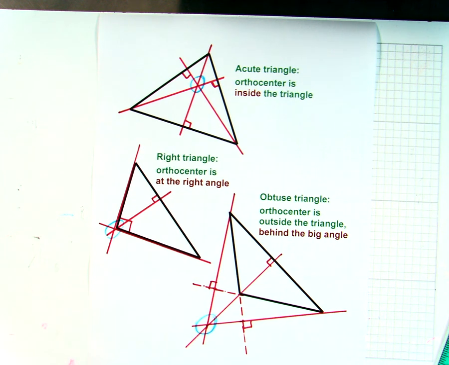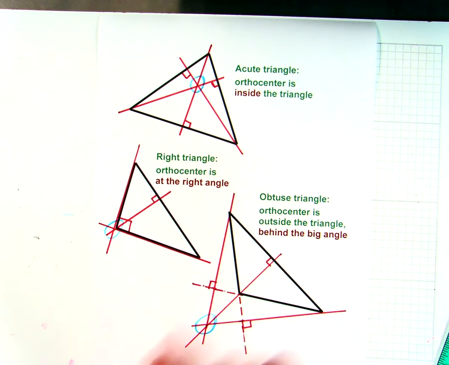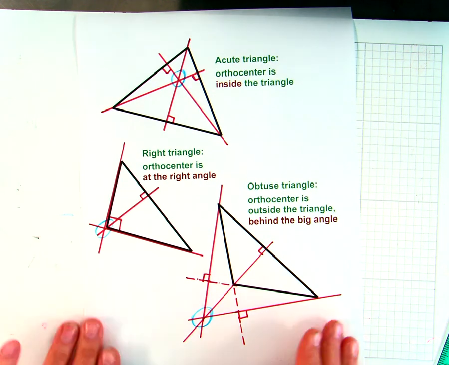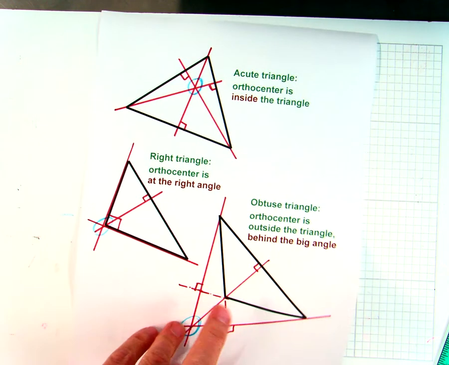You'll recall that in the circumcenter, if you'll look back a couple of triangles ago, we did small triangles with the acute, right, and obtuse. On the acute one, the circumcenter was also inside. On the right triangle, the circumcenter was on the hypotenuse, and then moving the other direction, on the obtuse one, it was out in front of the big angle. So the orthocenter moves the opposite direction than it does in the circumcenter.